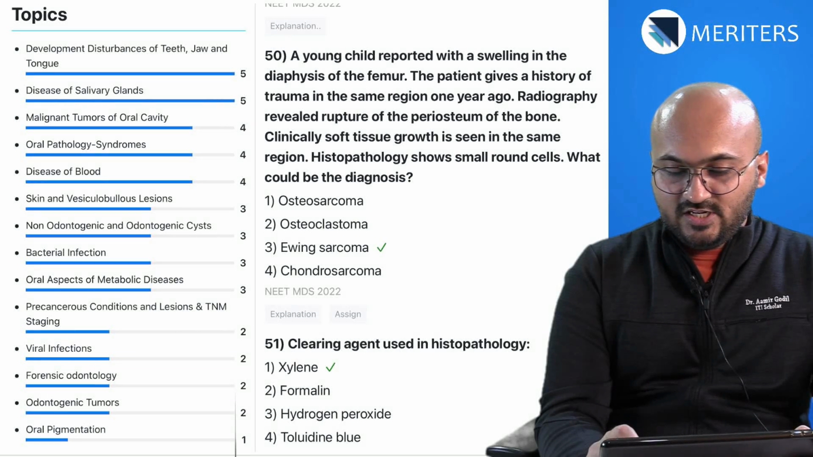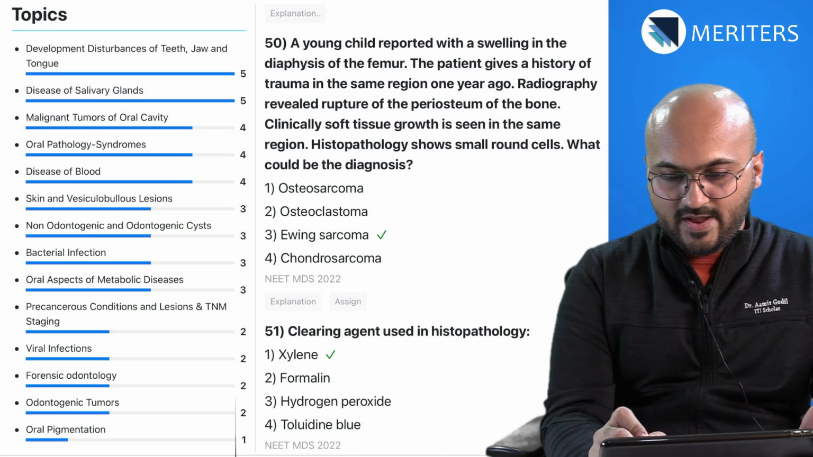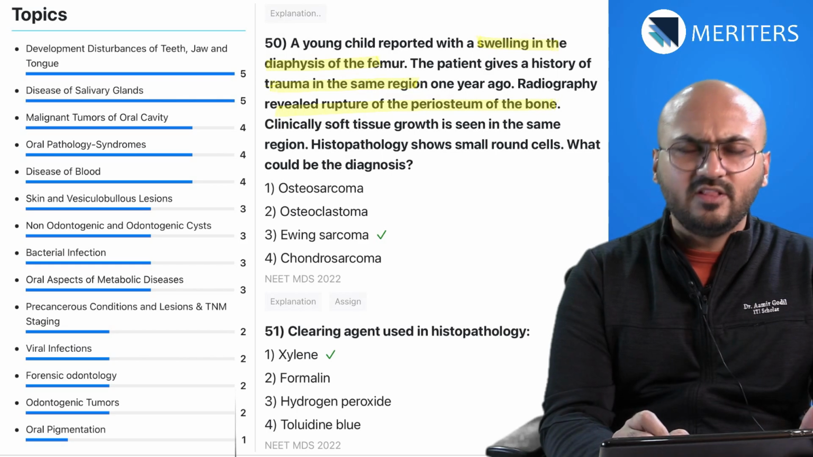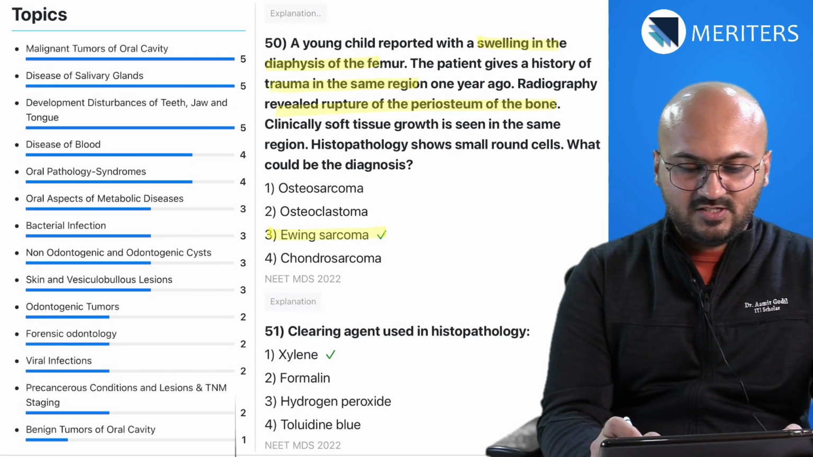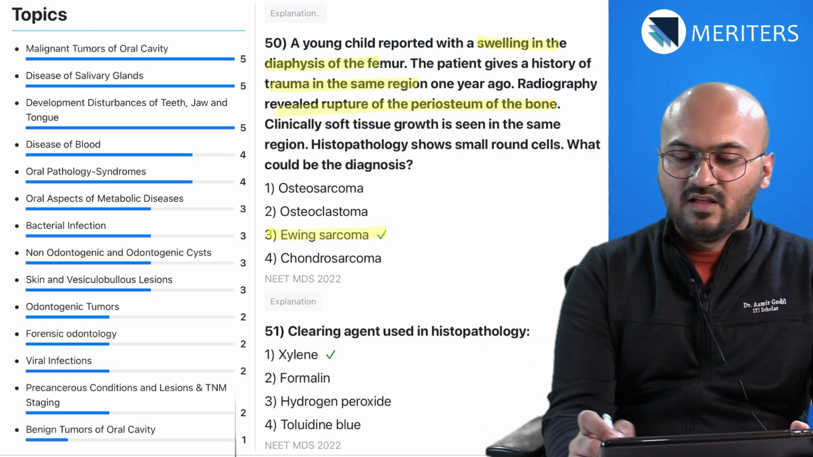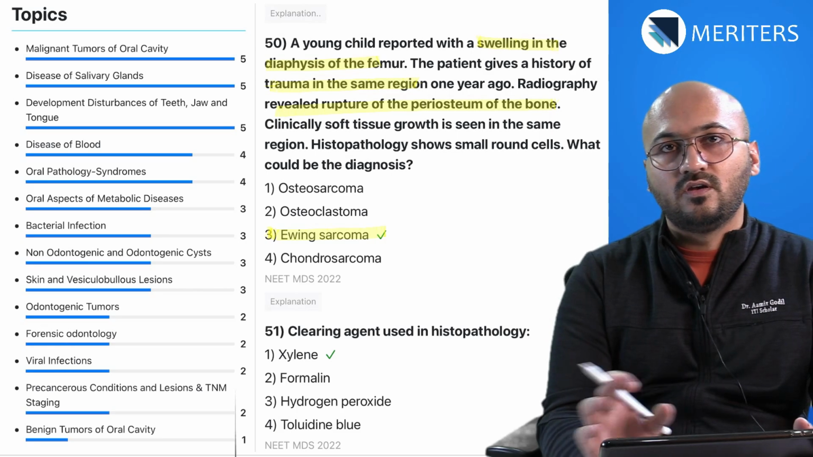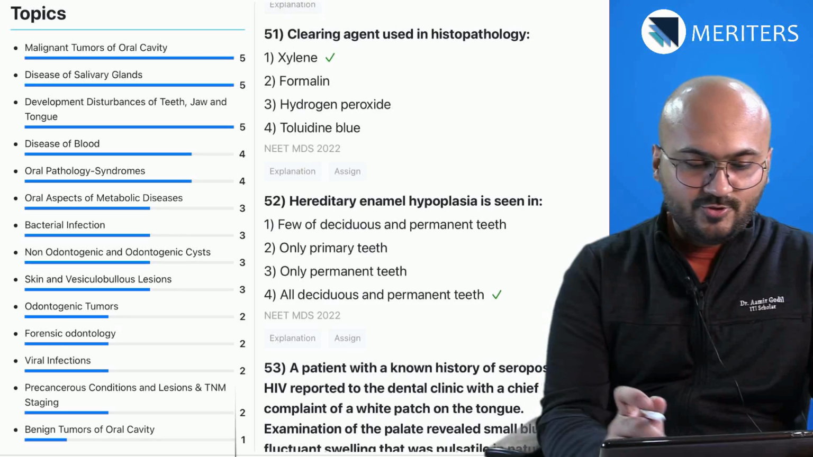Then the next question is on Ewing sarcoma, where the patient has swelling in femur and gives history of trauma in the same area, rupture of periosteum. So all these keywords are important whenever you are solving long case-based question. Always start reading the last line of a long question, then it's very easy to know what you are looking for, right? Then the next question is on tissue processing.